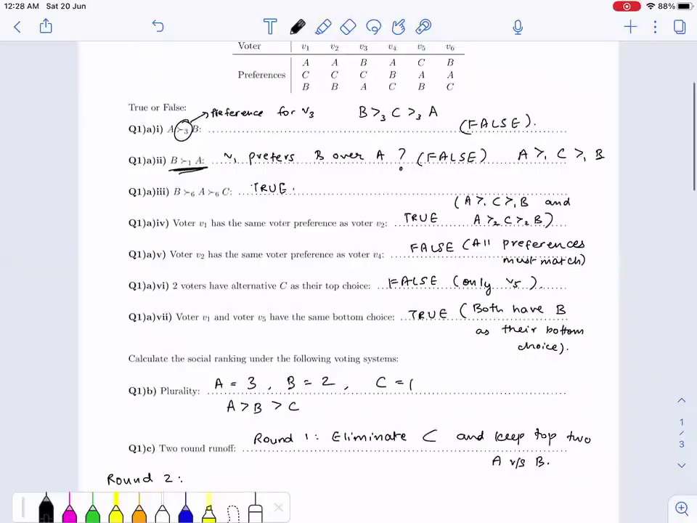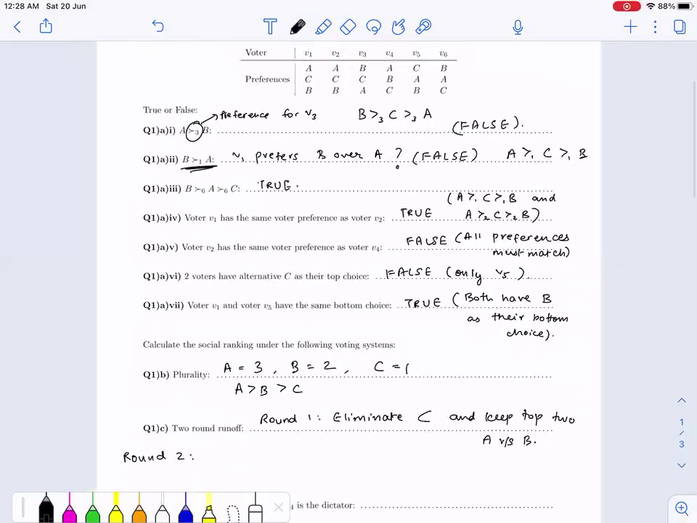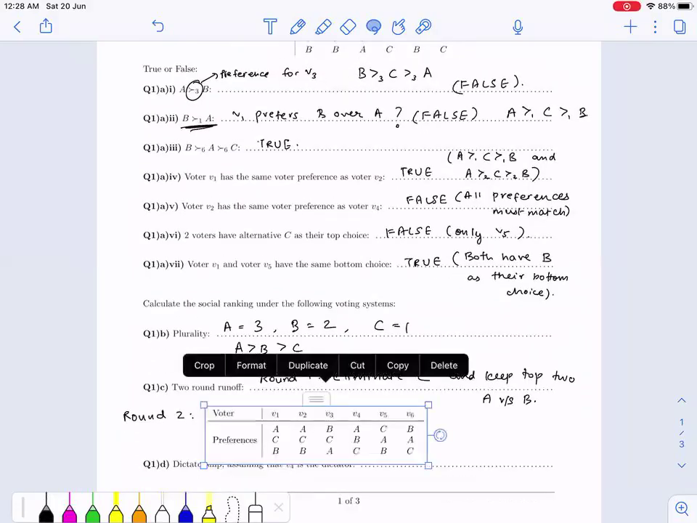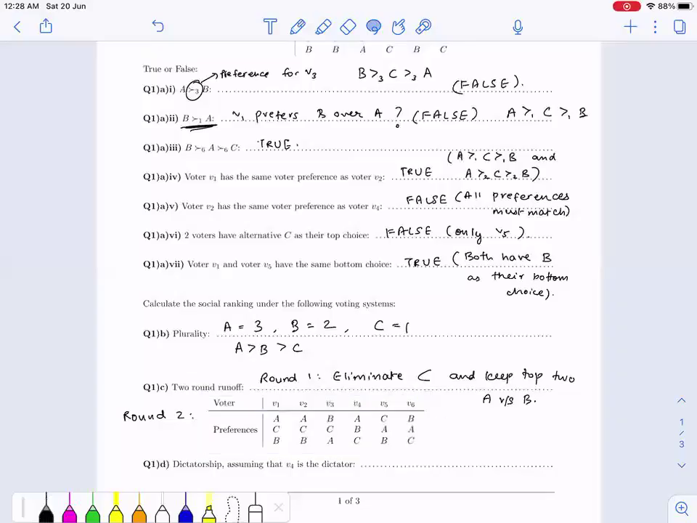So this way, let me copy this down here. In round 2, you completely ignore C, and your new profile would look something like this.